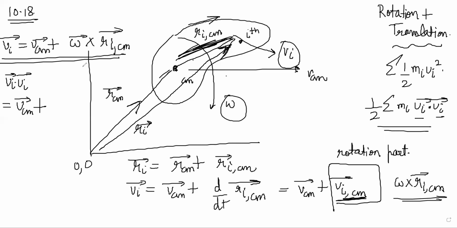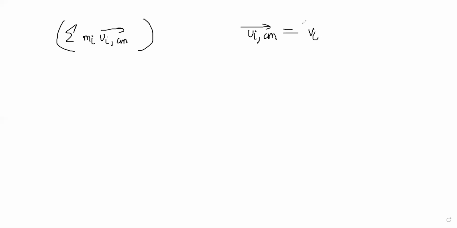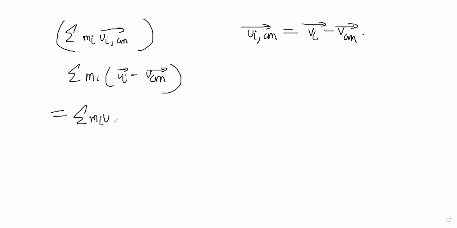Why? Because notice what this is: the summation of m_i v_i comma CM. Now v_i comma CM is technically v_i minus v_CM. So we can write it as m_i (v_i minus v_CM). So this becomes the summation of m_i v_i minus the summation of m_i v_CM. And the summation of m_i v_i, from the previous chapter, what do you know? It is capital M into v_CM.